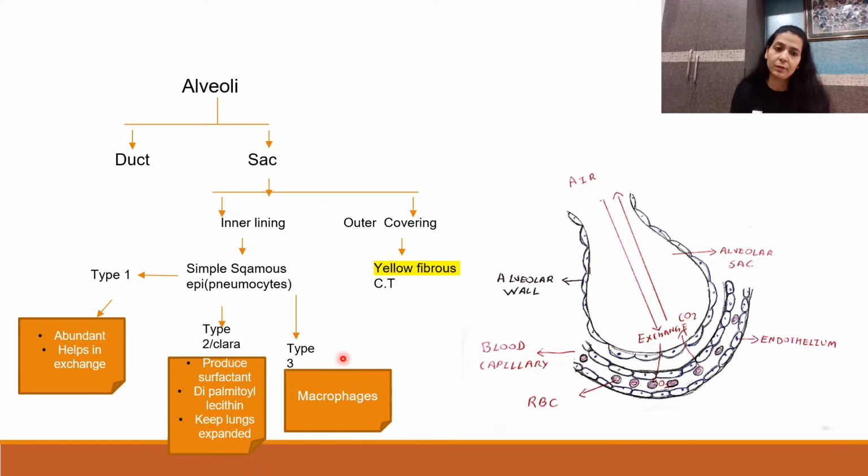Very important. Type 2 are also known as Clara cells. What are they known as? Clara cells. Now these type 2 cells are very important because they produce a surfactant. What is the name of the surfactant? Dipalmitoyl lecithin. It's a kind of fat surfactant. It keeps the lungs expanded.